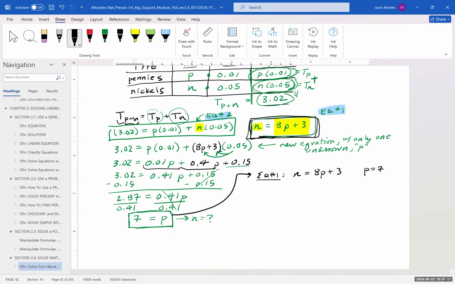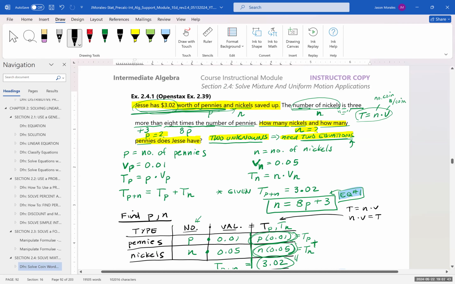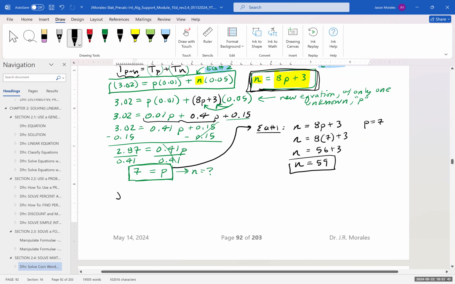So what we know is that Jesse has 7 pennies and 59 nickels.